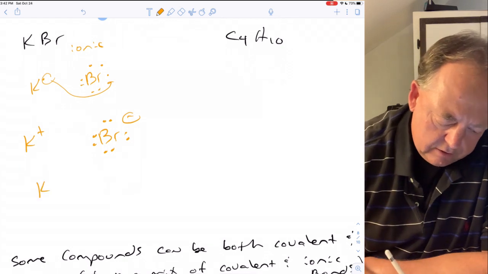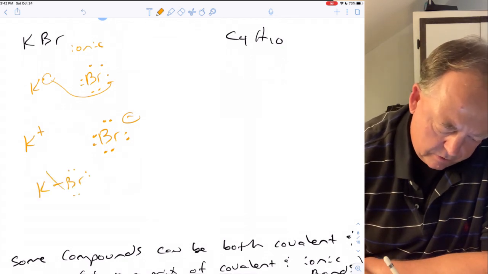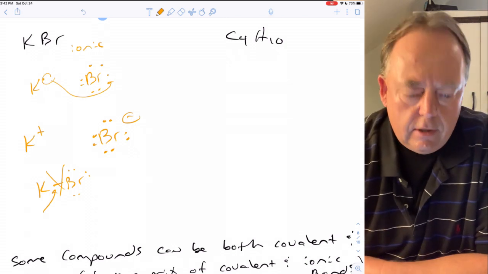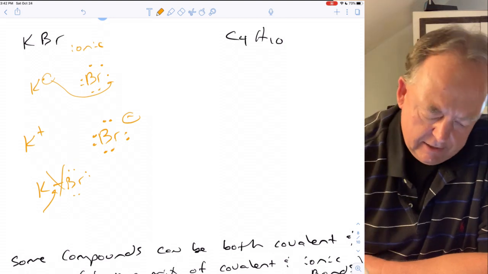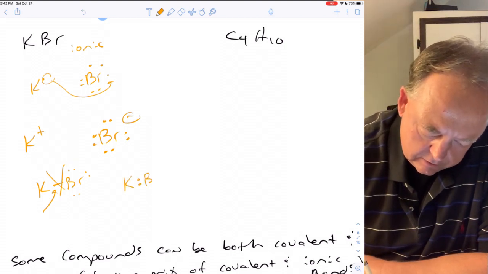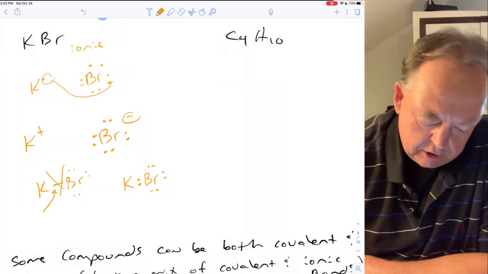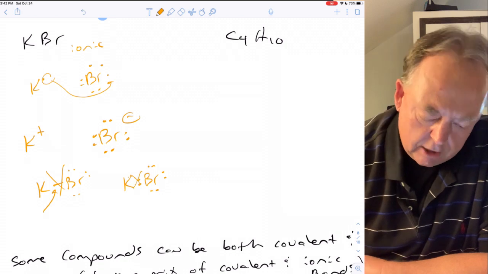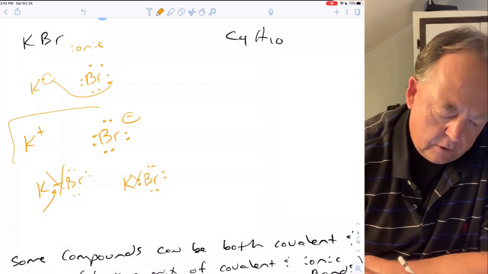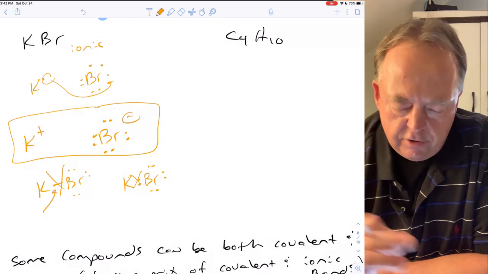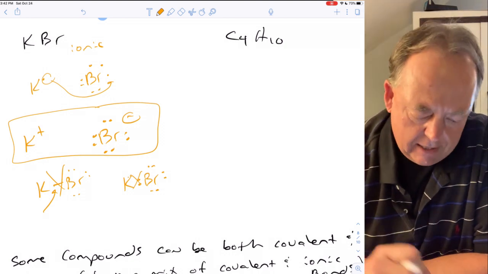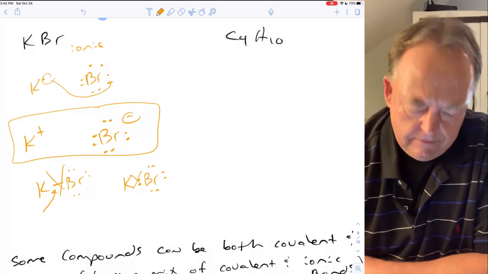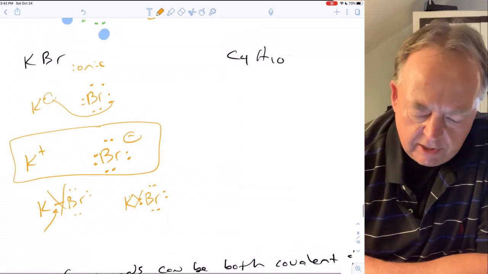So you don't want to do this, because that would be totally wrong, because what does a line mean? A line means a covalent bond. It means it's sharing electrons. So this is not covalent, this is ionic. And you don't want to do this, because if you draw them too close to each other, to me it looks like you're trying to tell me they're sharing electrons. And they're not sharing electrons. So you want to draw them far enough apart that I can clearly tell that you're not trying to share electrons between them. You have a cation and you have an anion that are not physically attached to each other, but they are attracted to each other. Okay, so that would be the Lewis structure for KBr.